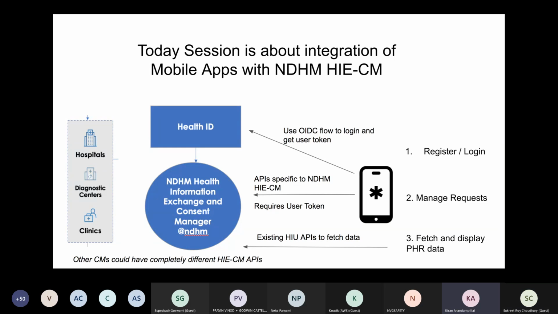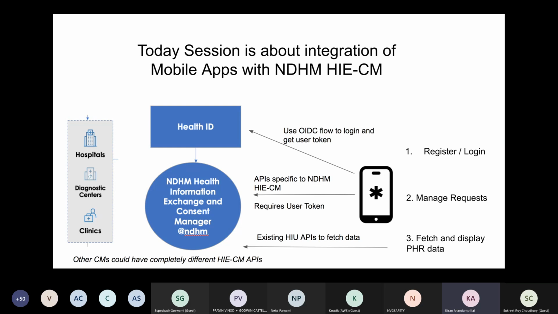And the third part, which we are not going to talk about, is part of once you are able to do these two: if you want to fetch and display PHR data, those are done using an existing HIU API. So the documentation that we use for how to build a HIU and how you do that is exactly the same. So there is really no change in that particular approach.